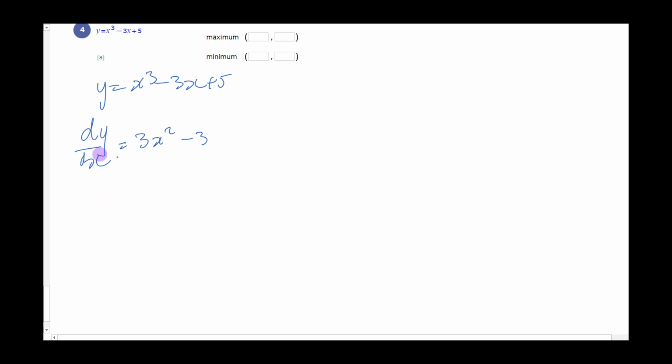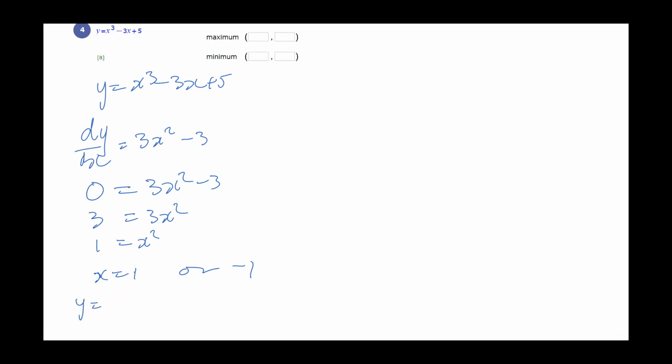Remember, I find maximum and minimum when dy by dx equals 0. So let's make it equal to 0. Add 3 to both sides, divide by 3. Now, a common mistake is just to write x is 1. It can also equal minus 1, because minus 1 squared is also 1. So every time you have x squared equals something, remember it's plus or minus that value. Now we want to find the y values out.